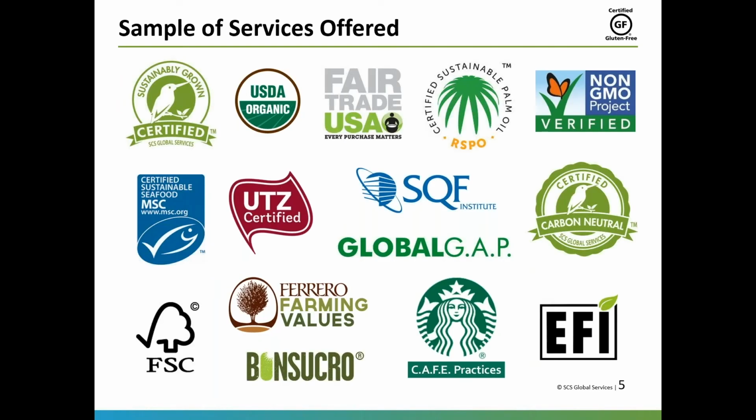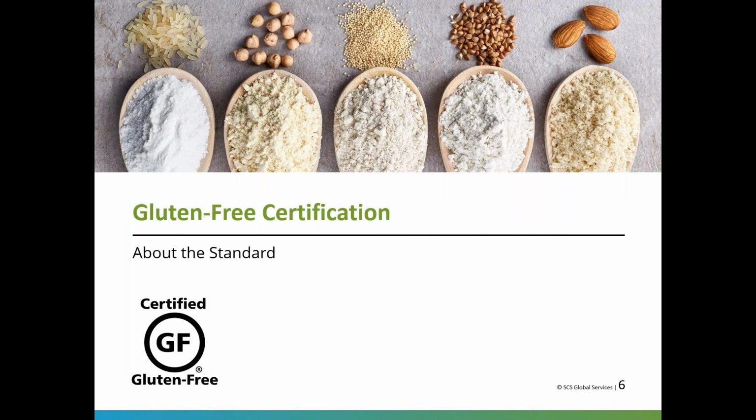And here are some examples of the services we offer, including major GFSI benchmark certifications like SQF, BRC, FSSC 22000, GlobalG.A.P., and Primus GFS. And we have sustainability services such as USDA Organic, Sustainably Grown, Non-GMO, Gluten-Free, Fair Trade USA, and several more things as well. But today we're just going to be focusing on gluten-free. So let's jump into it.